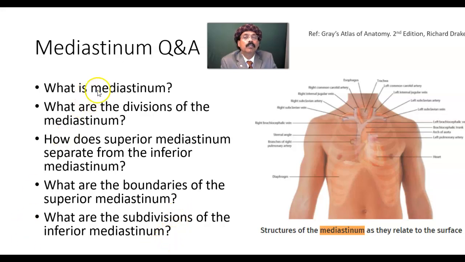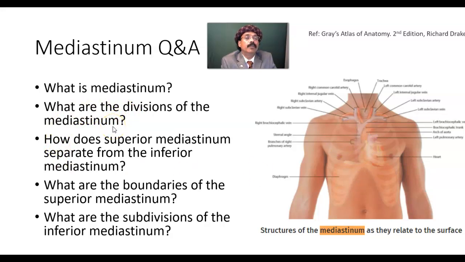First of all, what is mediastinum? Mediastinum is a space containing many structures, and it is located between two pleural sacs. The lungs are not part of the mediastinum, so this is the space between two pleural sacs containing multiple structures. That is mediastinum. So these are the content of mediastinum. Lungs and diaphragm are not the contents of the mediastinum.